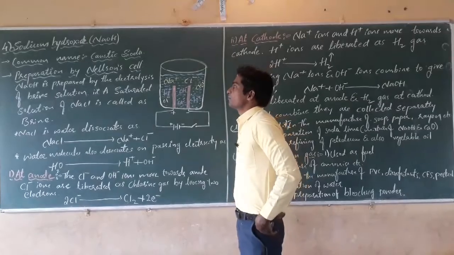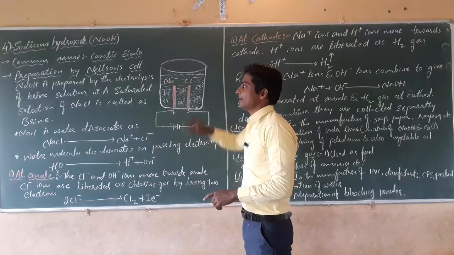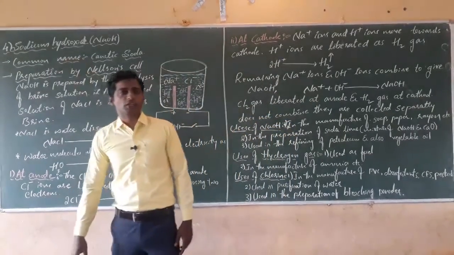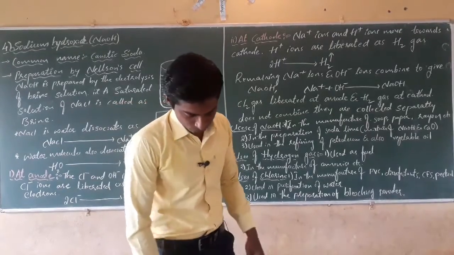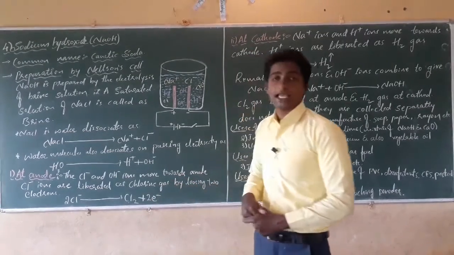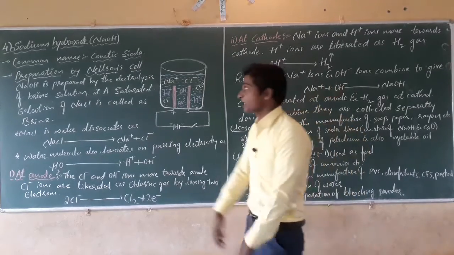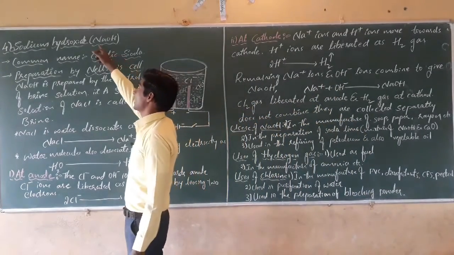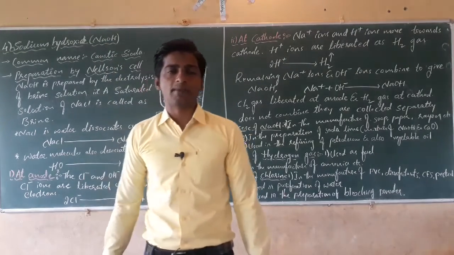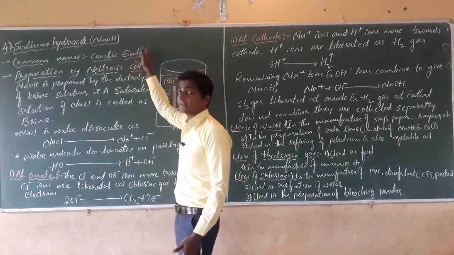Next, dear students, the fourth, it is not a salt, it is a base, that we are going to study in detail. This chemical substance is sodium hydroxide. Today we are going to study in detail about sodium hydroxide. Sodium hydroxide is also called caustic soda. Its chemical formula is NaOH.